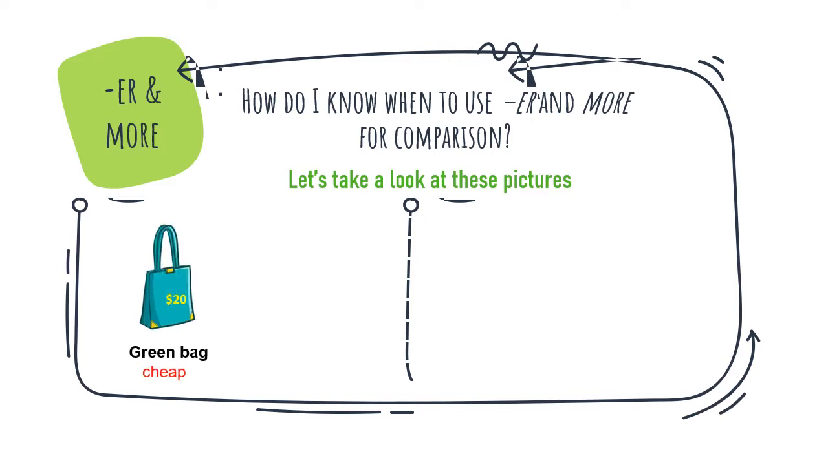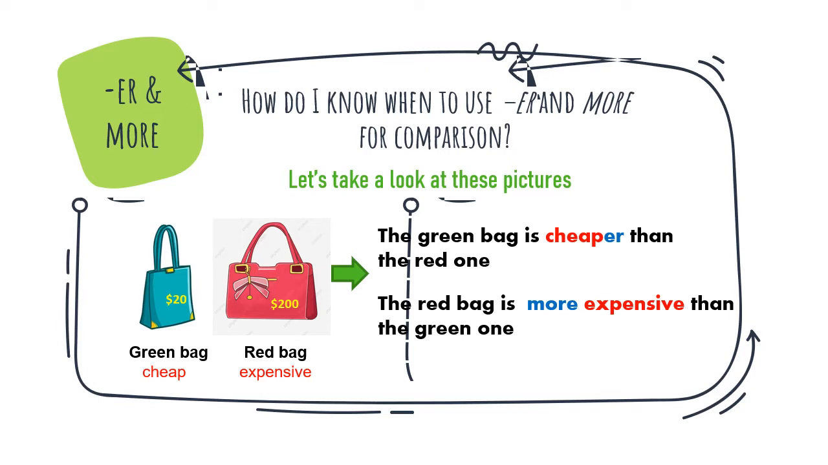First, we have a green bag with $20. And second, we have a red bag and it costs $200. So I can say that the red bag is expensive and the green bag is cheap. If we make a comparison between two bags, we can say that the green bag is cheaper than the red one and the red bag is more expensive than the green one.